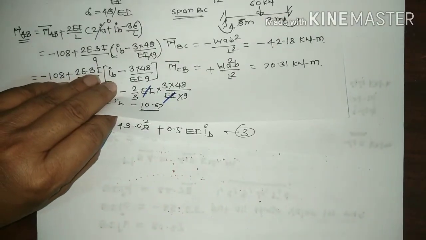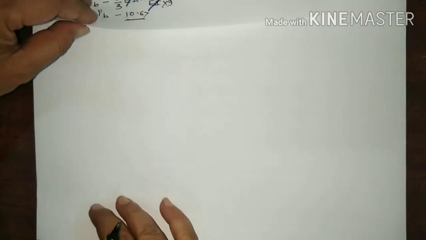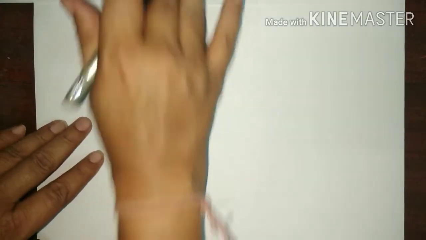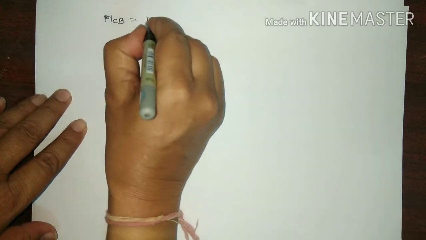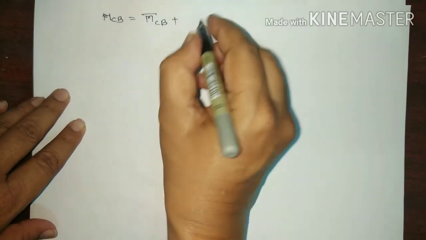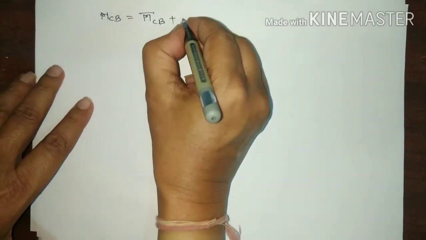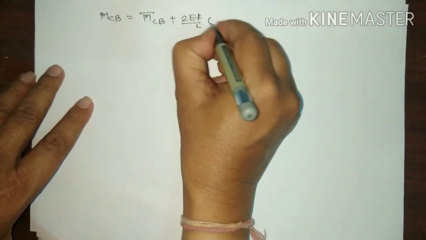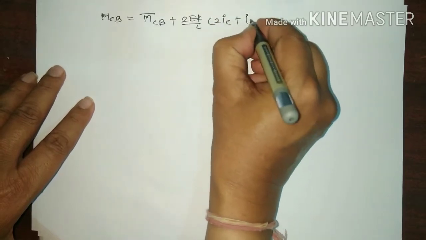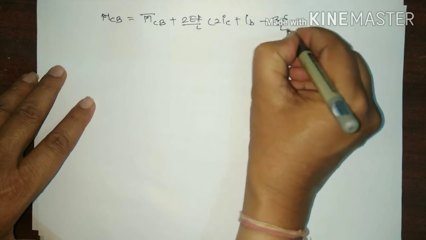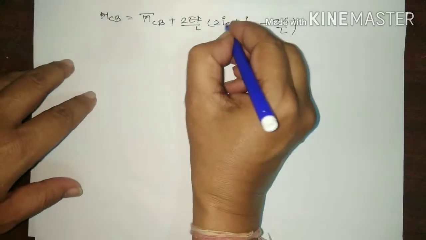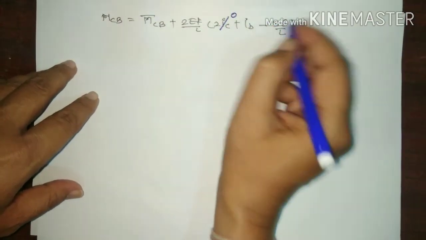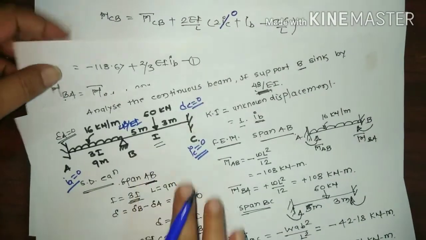Now last equation, here MCB is equal to M bar CB plus the twice EI by L into twice θC plus θB minus 3 delta by L. We know here this θC is 0, because this θC is what? 0 because of the fixed end.